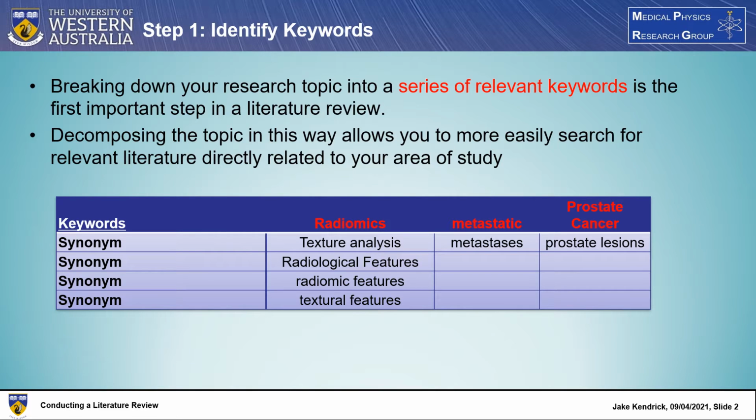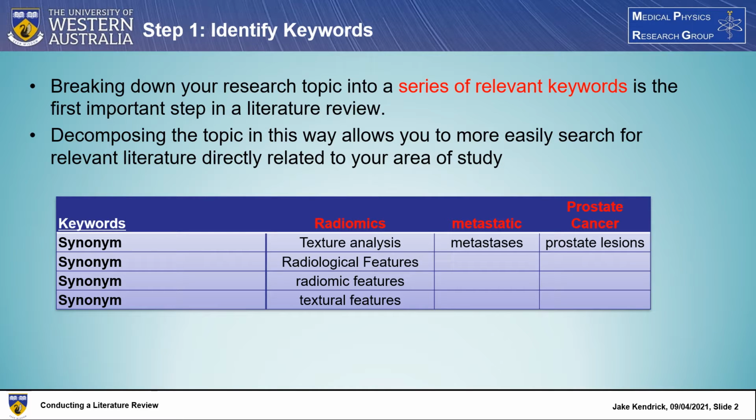So an example of how this might look is my topic was radiomics and metastatic prostate cancer. So you'll begin by identifying a series of keywords that are related to your topic and that you're likely to find in the literature. So for example, this might be radiomics, metastatic, and prostate cancer.